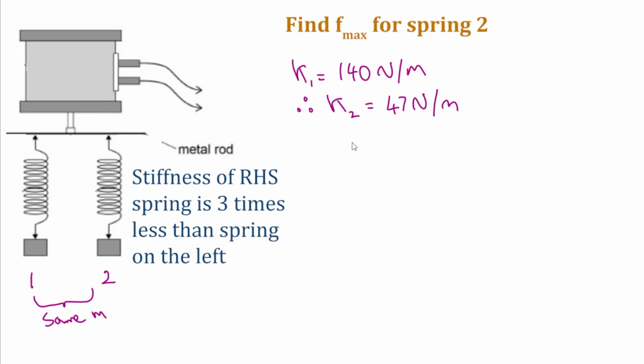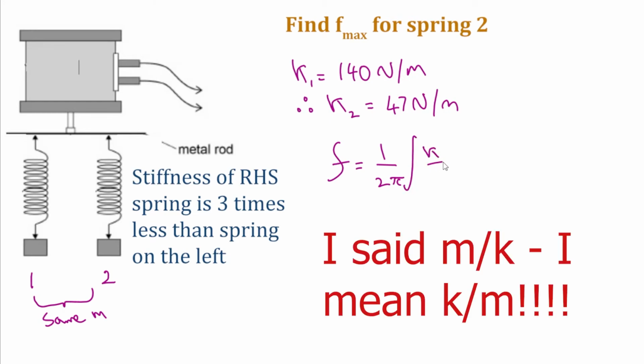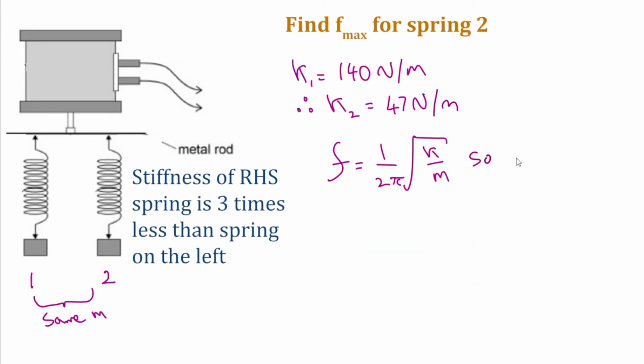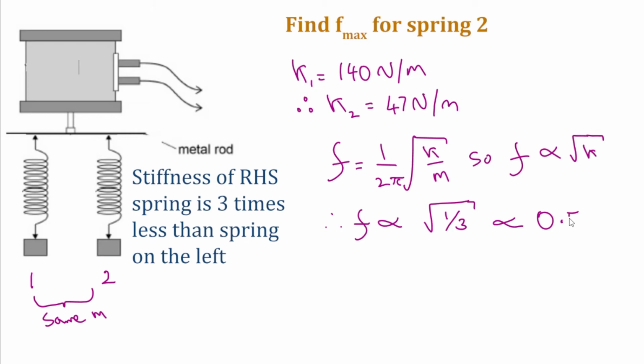So let's recall then that the frequency is 1 over 2 pi times root k over m. We know that m is fixed and also 1 over 2 pi is obviously constant. Therefore, we can say that the frequency is proportional to the root of the spring constant k. Now we can see that the spring constant going from the first spring to the second spring has changed by a factor of 1/3. Therefore, we can say that the frequency is going to change by the root of 1/3, which comes out at about 0.58 to 2 significant figures.